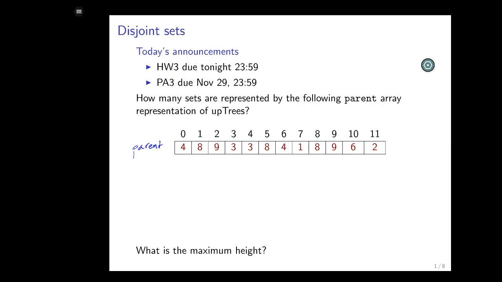I will give you, how long do you want? A minute? A minute. And if you finish that, then you can go on and figure out what's the maximum height tree in this collection of up trees.